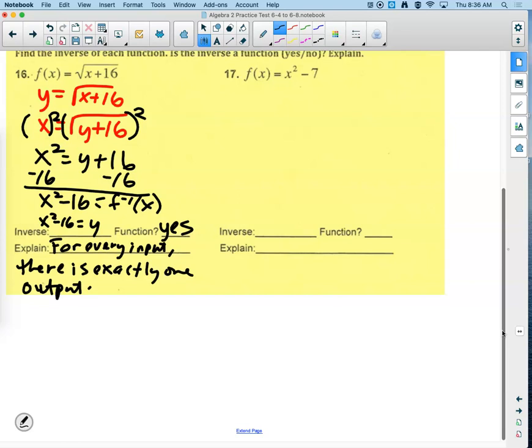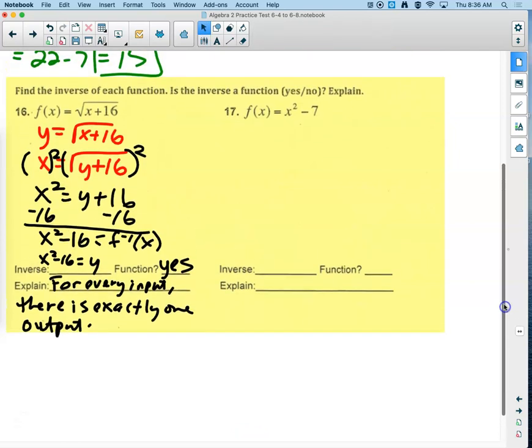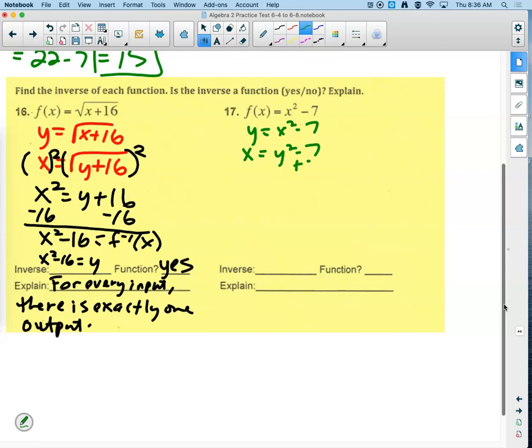All right, let's go to 17. What's step 1 again? What's step 1 for finding an inverse? So it's the x and the y. So let's make this a y. And let's swap them out. Now we have to solve for y. How do we get y alone? All right, let's add 7.